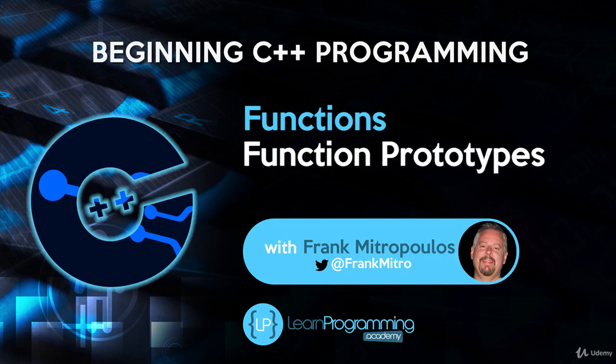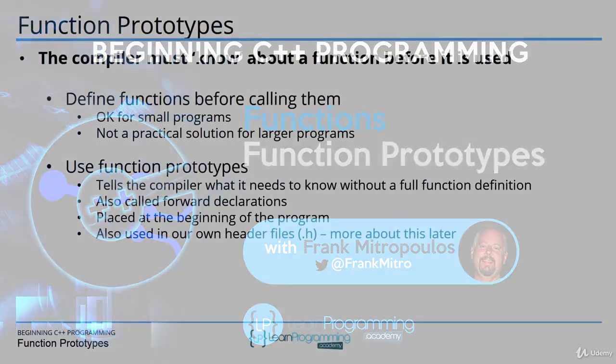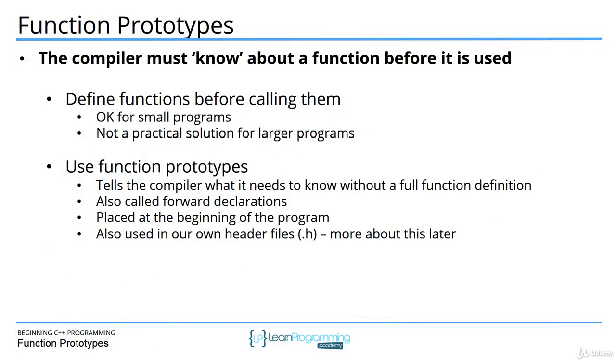In the previous video, I mentioned that the C++ compiler must know all about a function before it allows that function to be called. I didn't say why though. The reason for this is that the compiler can't check to see if the number of parameters passed in and their types are correct when the function is called, unless it knows about the function being called before it's called. There are two ways we can make this happen.